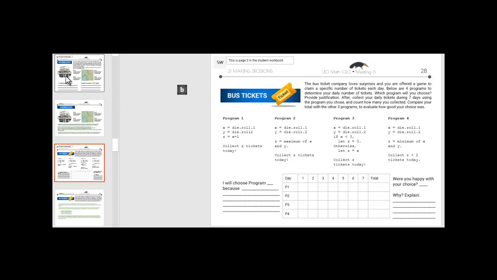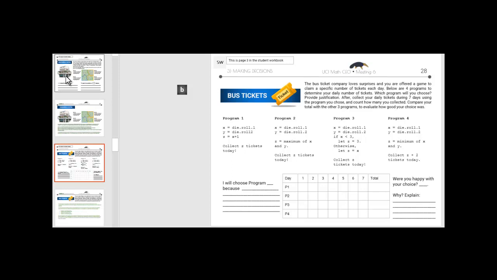Now, bus tickets is interesting because it's an invitation to programming, which is a very important skill in STEM. Remember that this program is not just math, but also STEM skills. And so here we're promoting that. There are 4 programs, and these 4 programs are ways that the bus ticket company gives you to collect tickets. So they have to make sense of these instructions.